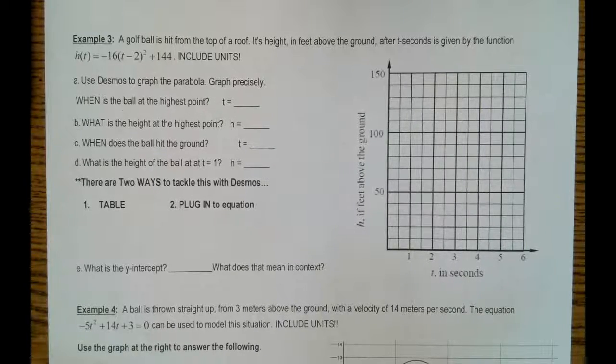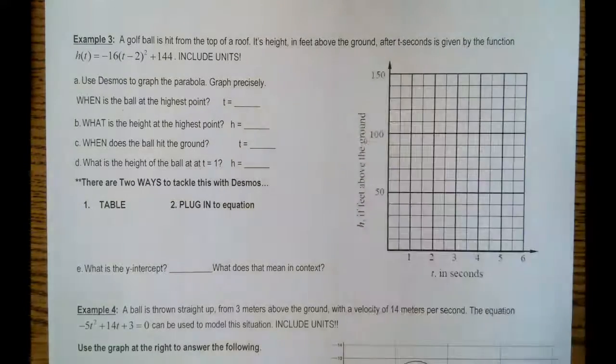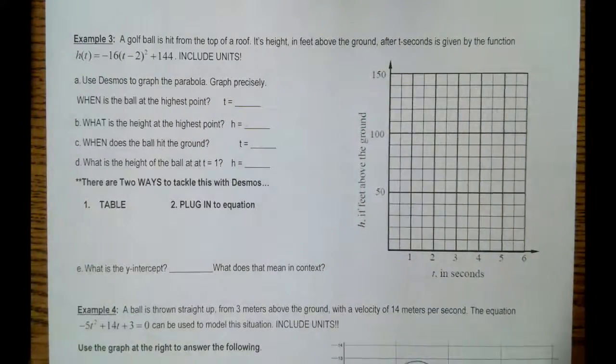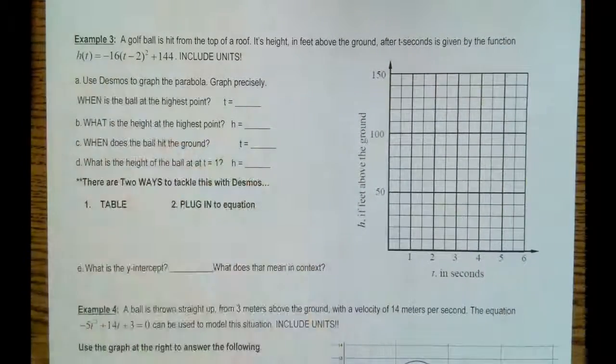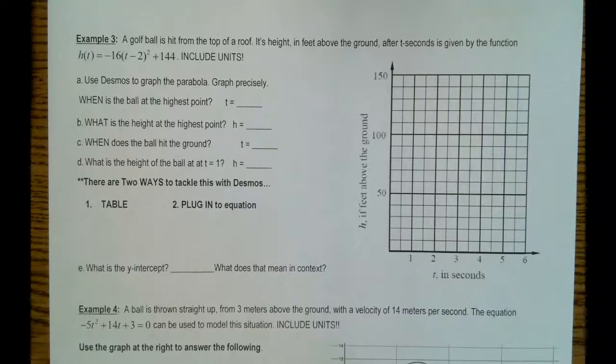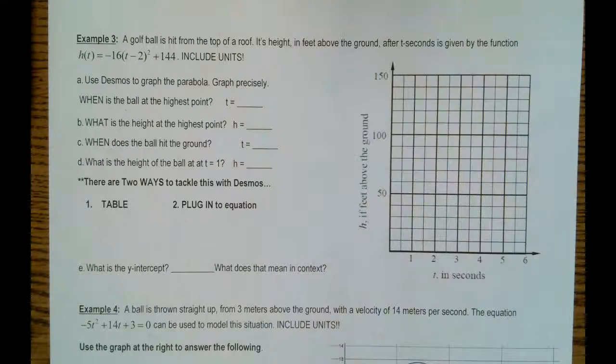Okay, group one, example 3. A golf ball is hit from the top of a roof. Its height in feet above the ground after t seconds is given by our function right here. I'm going to make sure we include units. All right, it says part A, use Desmos to graph the parabola.